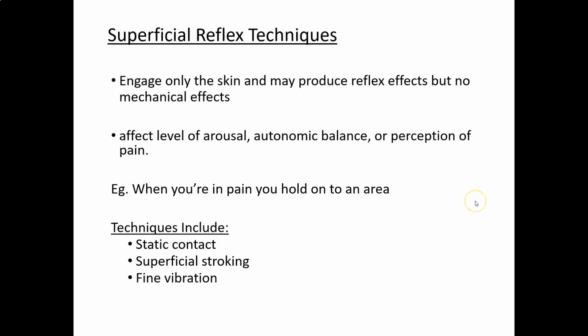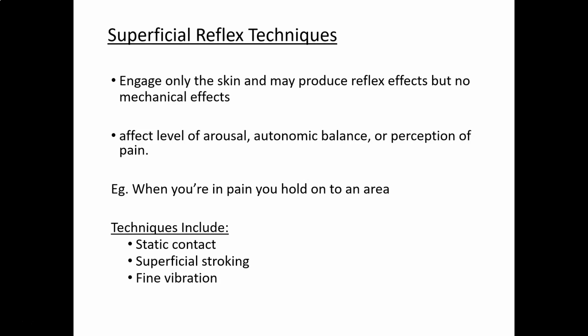So they engage only the skin, and again, these are reflex effects, but no mechanical ones. We're not twisting, bending, turning, or anything like that with any of those tissues. It can affect the level of arousal. It can bring what's called autonomic balance. Now, when we think about autonomic, we're talking about the sympathetic and the parasympathetic systems.